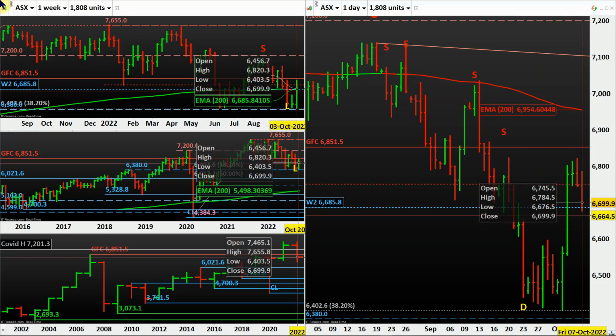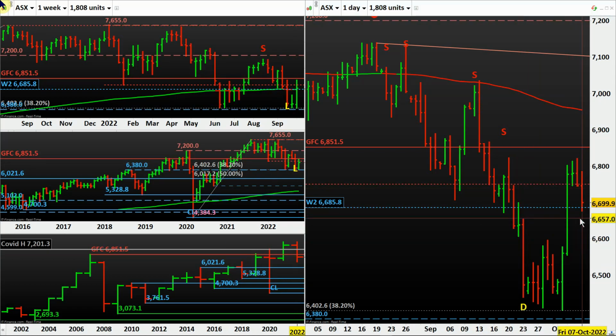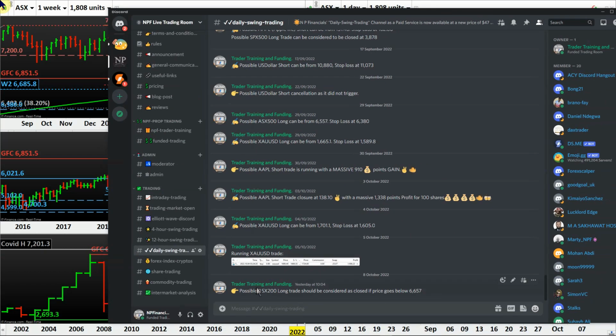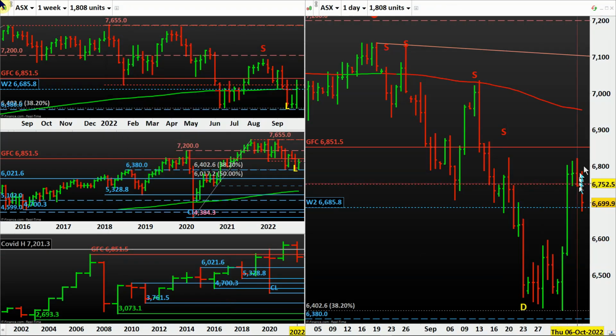Anyone? No. So see this low here, 6676.5. That's why we have written in our Discord that the possible ASX 200 long trade should be considered closed if it goes below 6657, that means minus 20 points, something like that. We went long on the ASX from 6557. Now we are making a profit, running almost 120 points, but we are cautious because it did close below the low. So this is for the ASX.